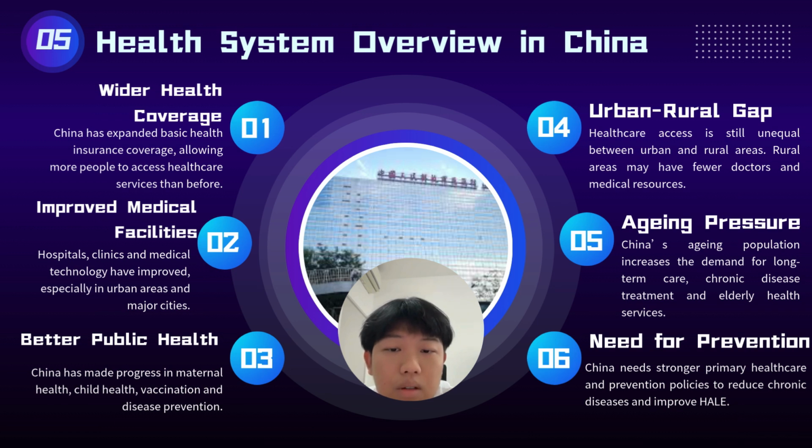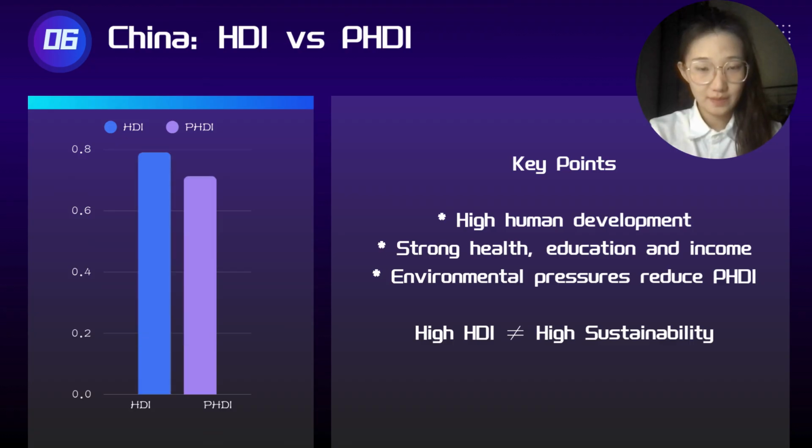To conclude my part, China has made clear progress in health and development, but it still faces challenges such as chronic diseases, aging, air pollution, and healthcare inequality. Next, my partner will continue by explaining China's HDI, PHDI, and sustainability issues. Thank you, my partner, for explaining China's health indicators and development performance. Next, I will evaluate China's development from the perspective of HDI and PHDI.